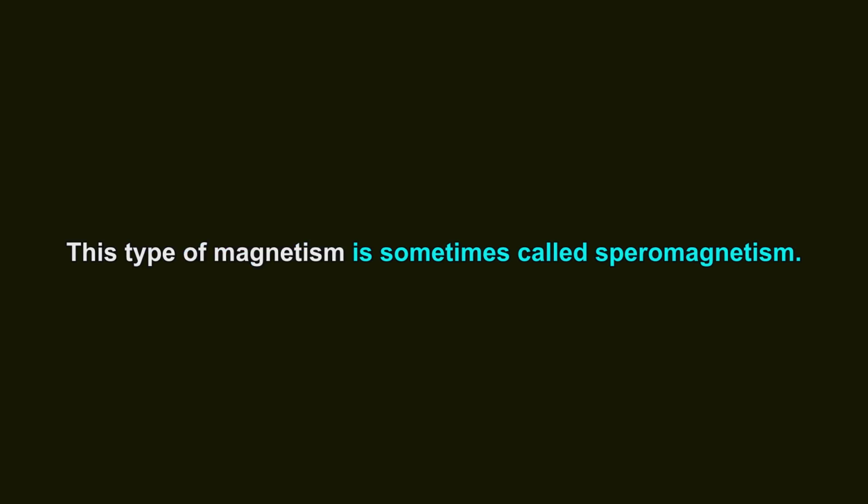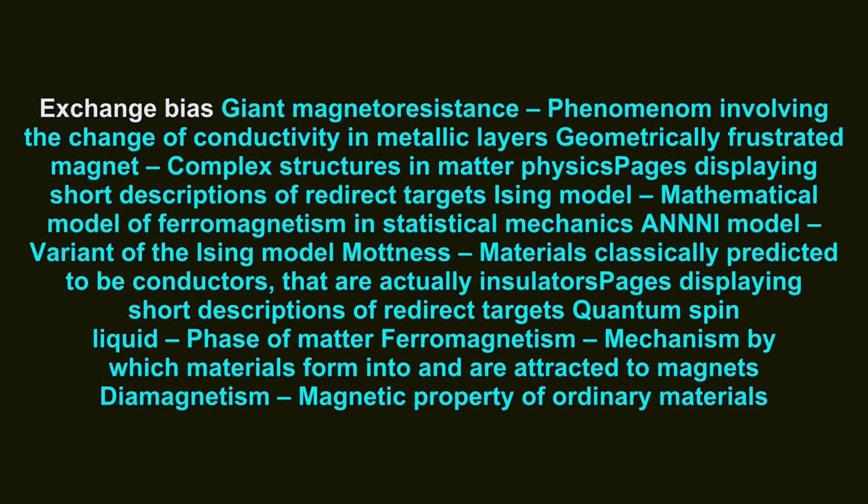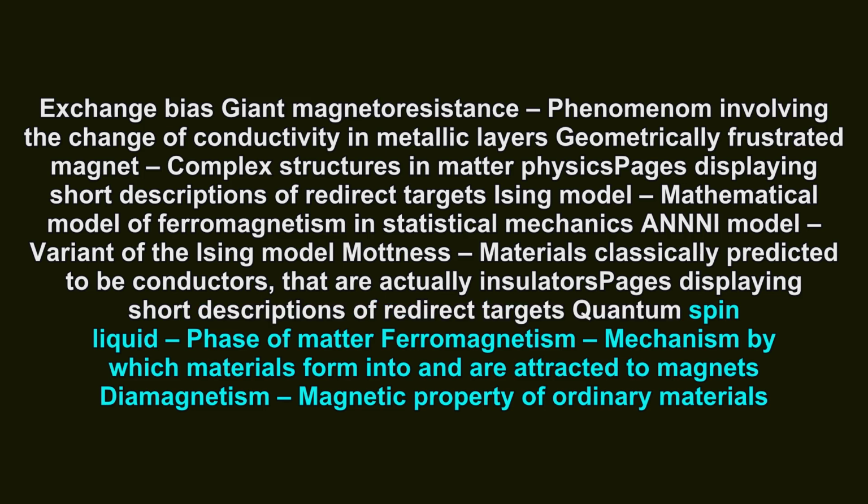This type of magnetism is sometimes called speromagnetism. See also: exchange bias; giant magnetoresistance, a phenomenon involving the change of conductivity in metallic layers; geometrically frustrated magnet, complex structures in condensed matter physics; Ising model, a mathematical model of ferromagnetism in statistical mechanics; ANNI model, a variant of the Ising model; Mottness, materials classically predicted to be conductors that are actually insulators; quantum spin liquid, a phase of matter; ferromagnetism, the mechanism by which materials form into and are attracted to magnets; diamagnetism, a magnetic property of ordinary materials.